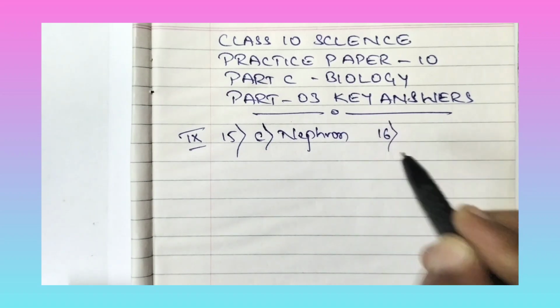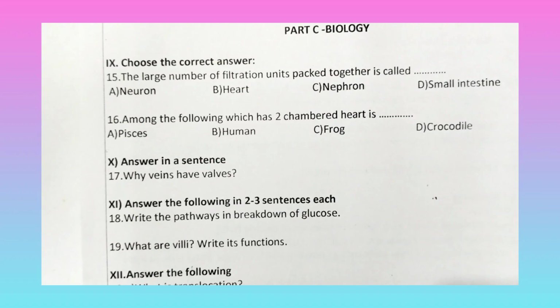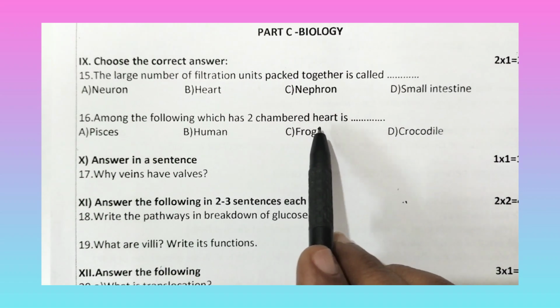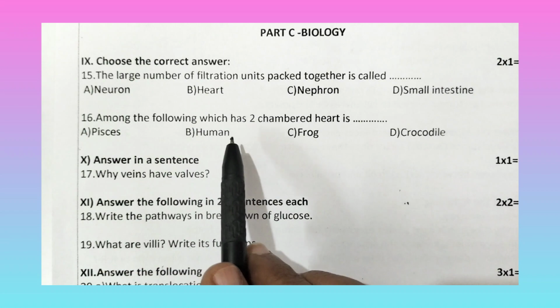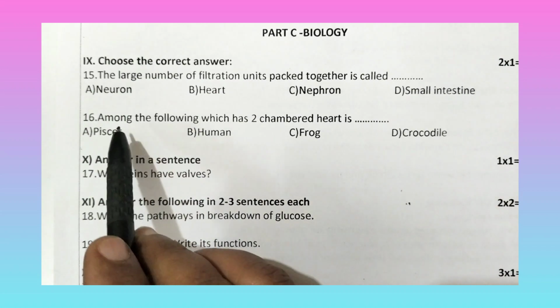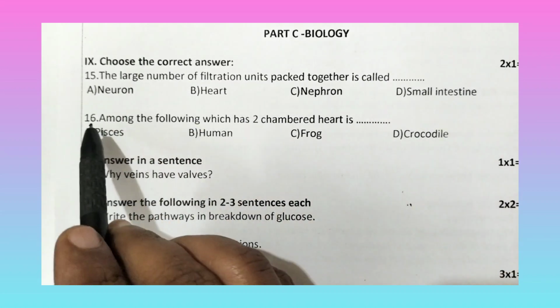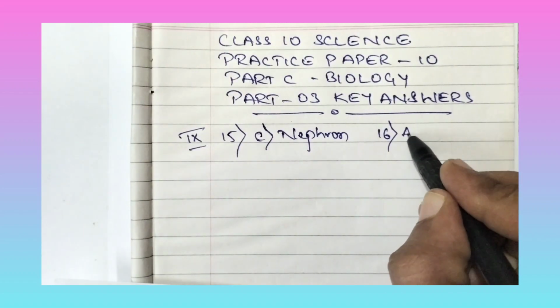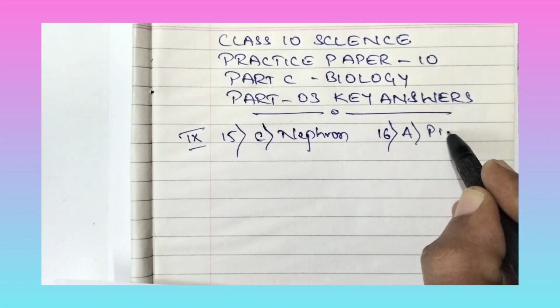Now let us move to the 16th question. The 16th question is, among the following which has a two-chambered heart? Species, human, frog, crocodile. So among these four options, the right option is option A, species, that is fishes. So fishes will have a two-chambered heart.